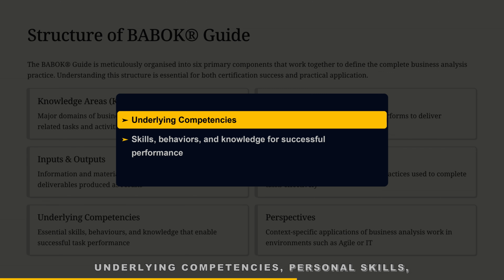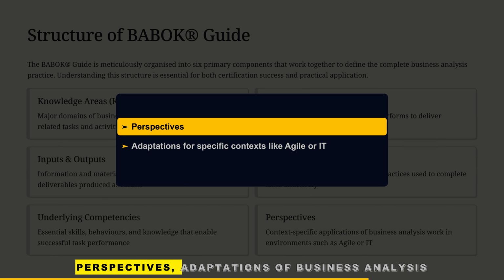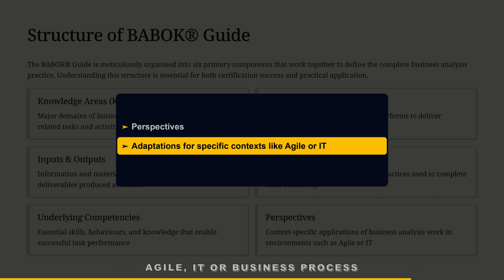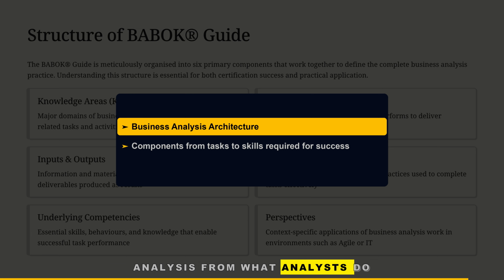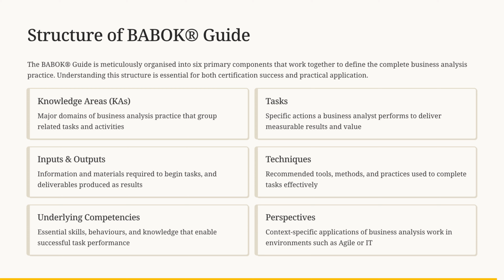Underlying competencies, personal skills, behaviors, and knowledge that enable successful performance, such as communication, problem-solving, and business acumen. Perspectives, adaptations of business analysis practices for specific contexts, like agile, IT, or business process management. Together, these components form the complete architecture of business analysis, from what analysts do, to how they do it, and the skills required for success.